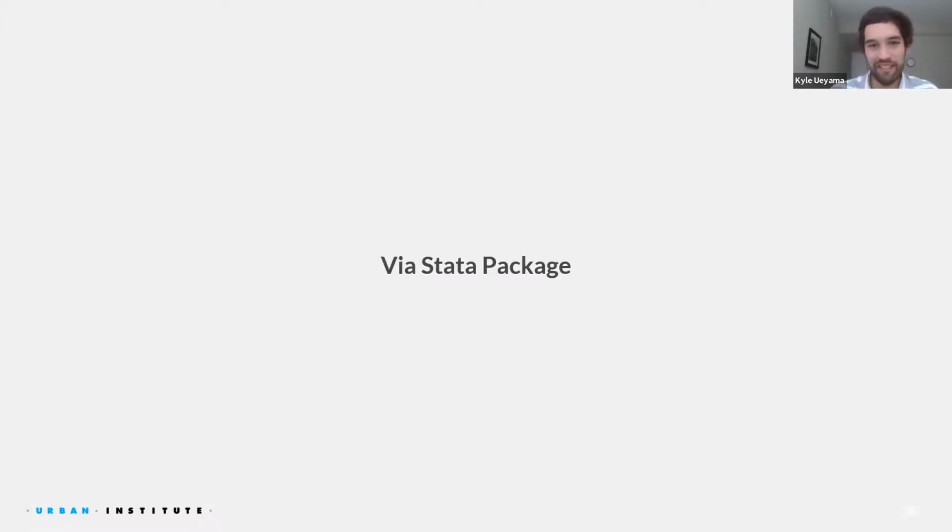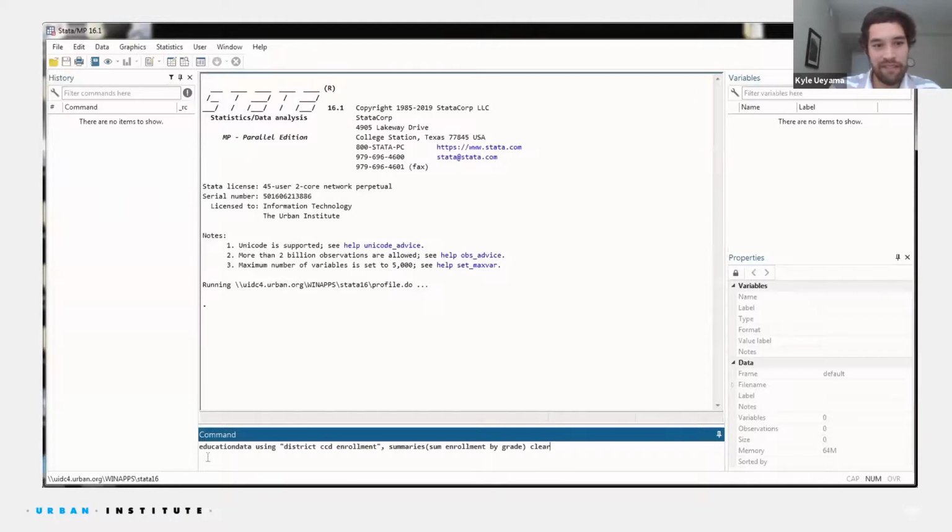All right, our second example is going to be via the Stata package. And I cheated a bit here because my Stata skills are not that great anymore, so I just copy and pasted the command. But like Erica demonstrated before, we're using education data using, this part stays the same as the raw data endpoints. So in this case, I'm going to say, give me school districts. Let's go to CCD, and let's do that enrollment variable again. And then after that, we have a comma.